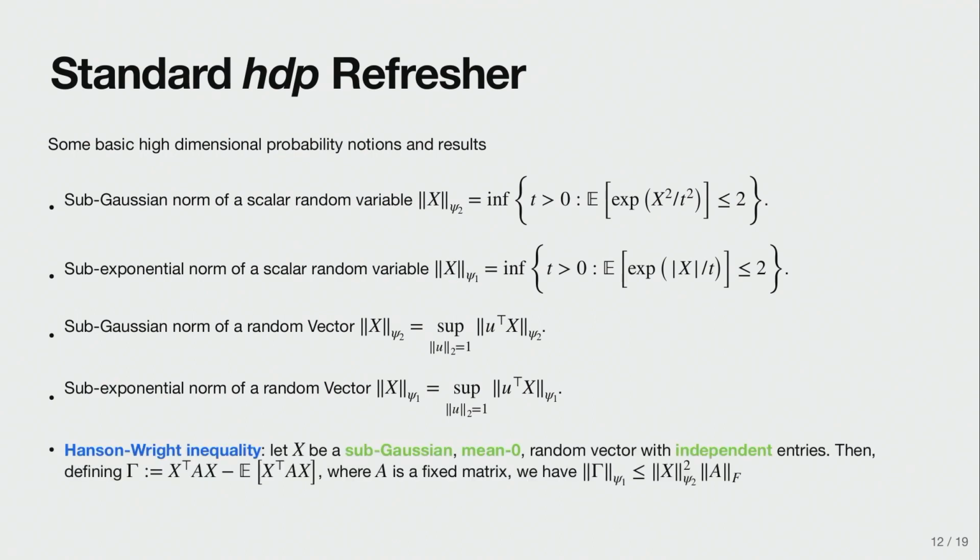We really leverage this tool, which is that if we have a vector x which is sub-Gaussian, mean zero, with independent entries, then this quadratic form made of this vector will be sub-exponential. And the sub-exponential norm is upper bounded by the sub-Gaussian norm of the vector and the quadratic form we're using to define this big lambda object.